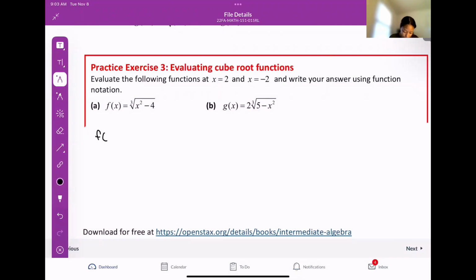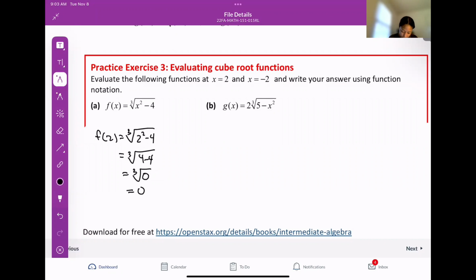So f of 2 would be the cube root of 2 squared minus 4. That's the cube root of 4 minus 4, which is the cube root of 0. The cube root of 0 is 0. Nothing else to do there.